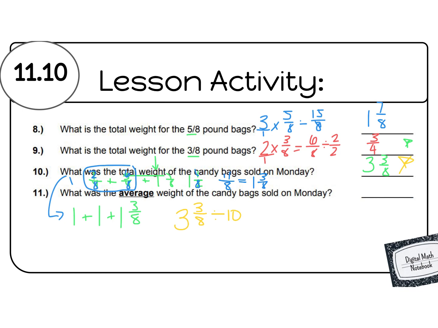Whenever we see a fraction and a division sign, we do keep, change, flip. So first we change to improper. 3 times 8 is 24, 25, 26, 27. So we have 27 over 8 times, flip it upside down, 1 over 10, which would give us 27 over 80.